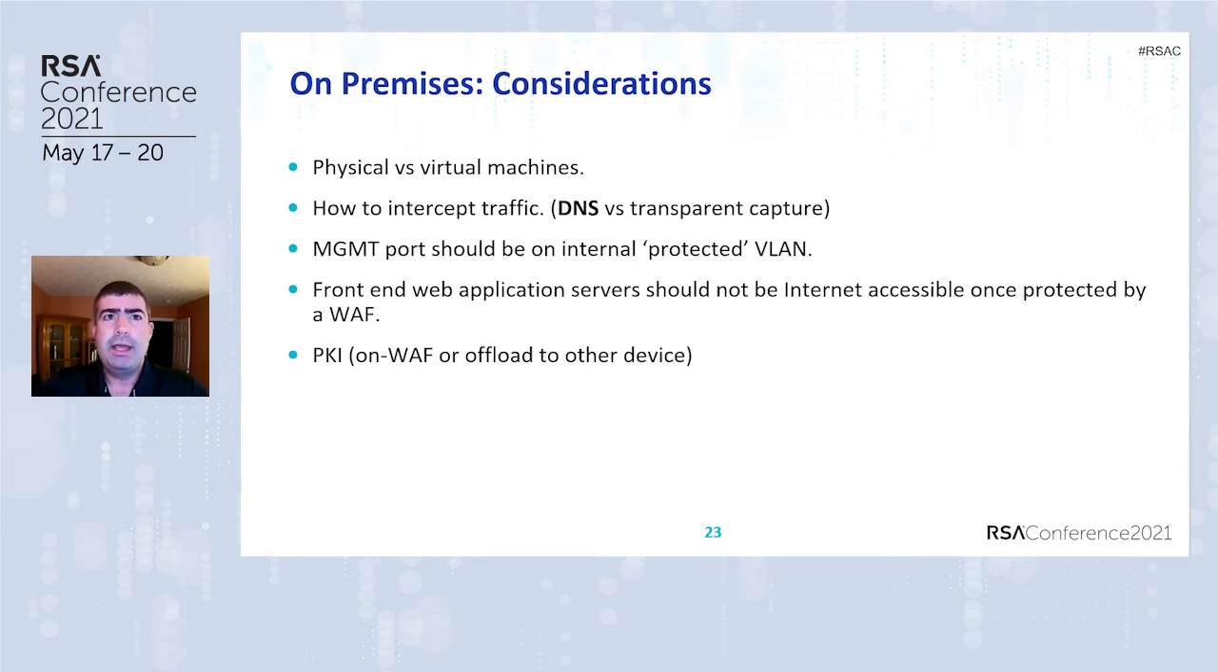Next, how are we going to intercept traffic? Well, I'm a big fan of DNS, and we use DNS for all of our WAFs. Of course, the management port should be on an internal protected VLAN. And once an application is protected by a web application firewall, we need to make sure that our front-end web servers can only receive web requests from our web application firewalls.